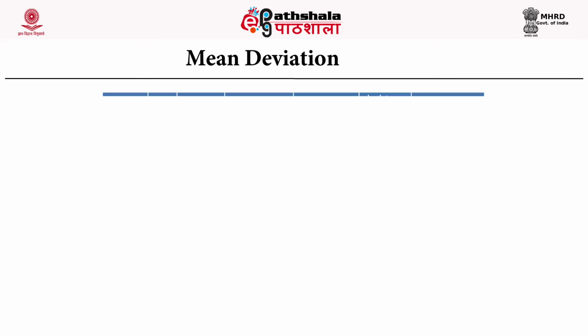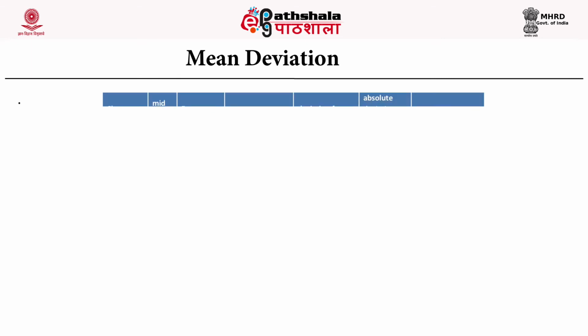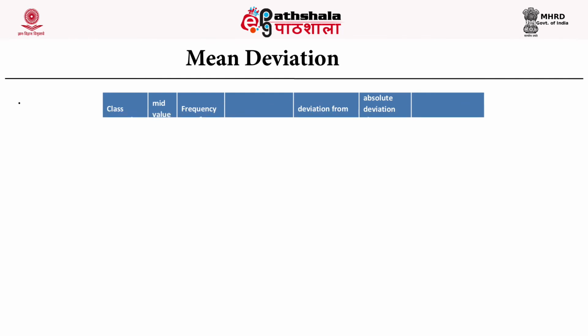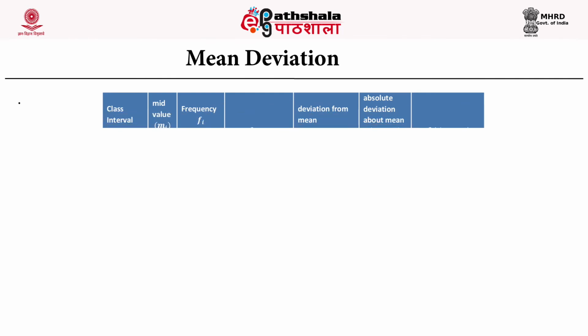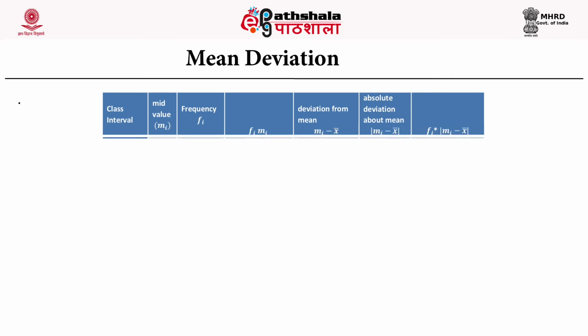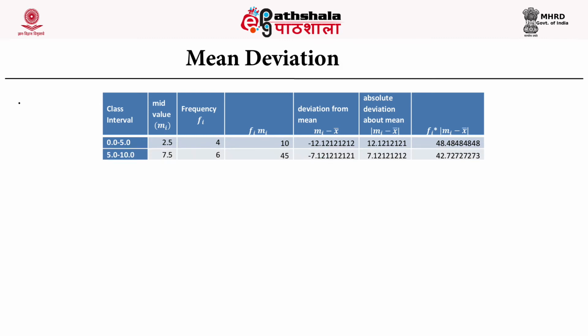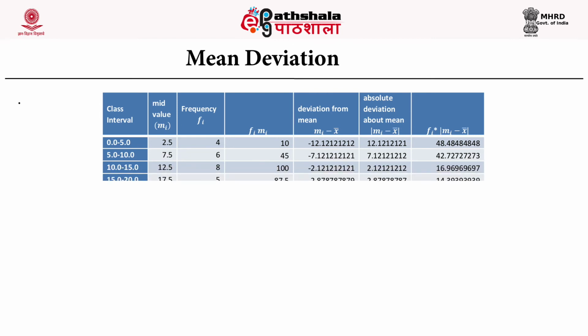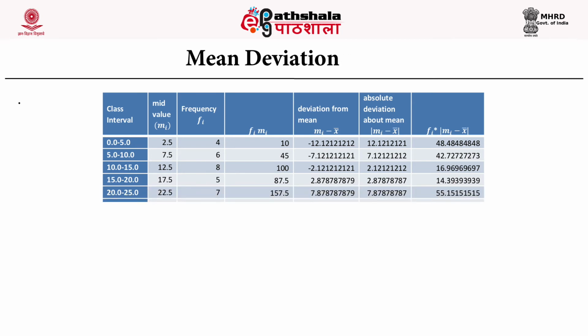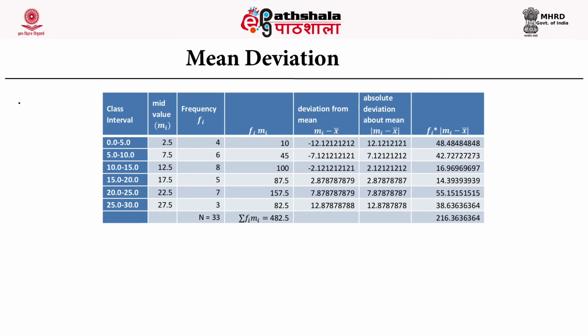From table 4 we can see that we have class intervals given in the first column, and we have midpoints that we have derived from the values of class intervals by adding the lowest value and the highest value of the class interval and taking their mean. That is shown in column 2. We have frequencies available, shown in the third column, and we derive the values of fi mi, and the deviation from mean is derived by subtracting x bar from the midpoints.